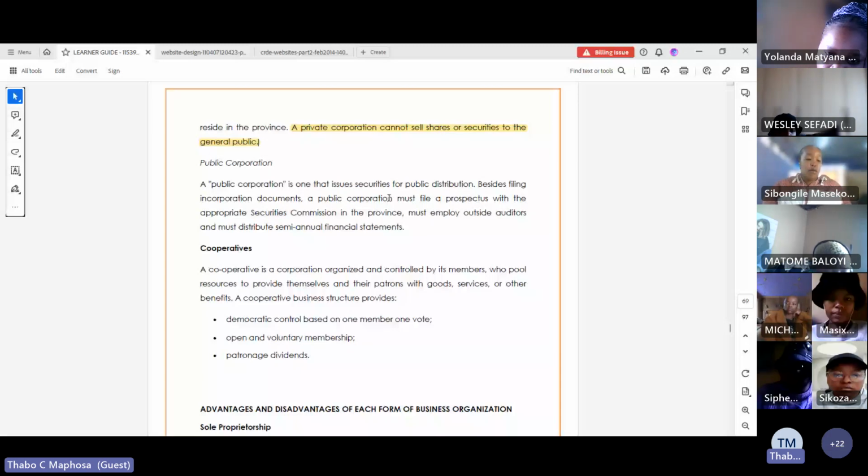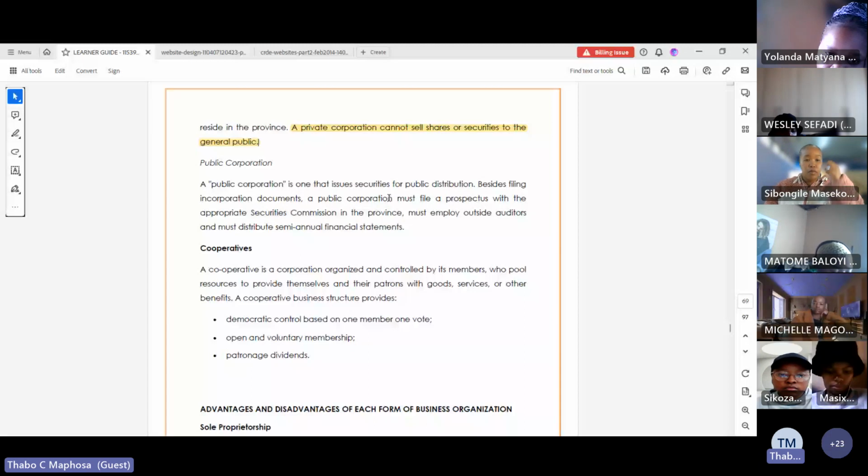But with a public corporation, you are actually allowed to sell your shares or securities on the Johannesburg Stock Exchange, or you can sell it to the public, depending on who you want to sell it to.